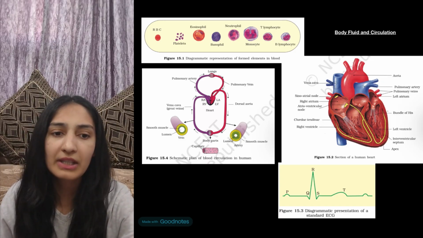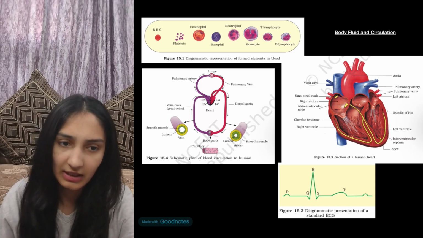Next, figure 15.3 depicts your standard ECG, that is PQRST. Clear?